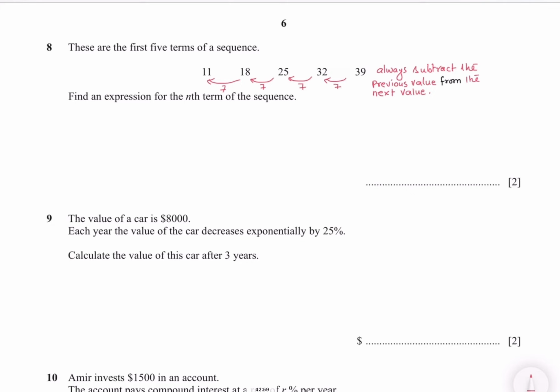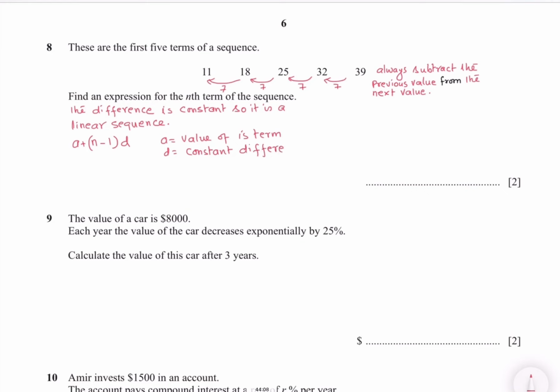For a linear sequence, we use a plus n minus 1 times d. A is our value of the first term and d is our constant difference. So a is our 11 and d is our 7. Now simplify this.